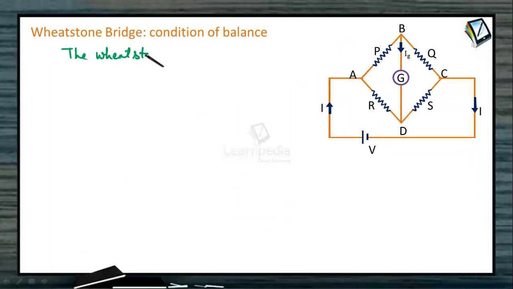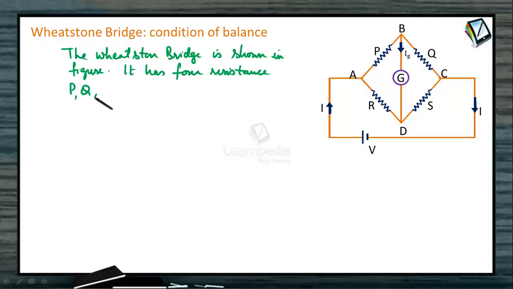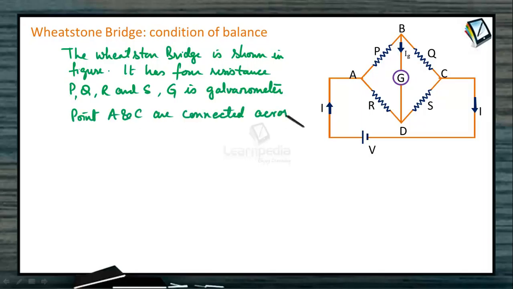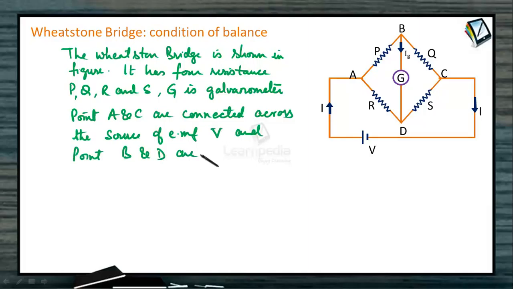The Wheatstone Bridge is shown in the figure. It has four resistances P, Q, R and S. G is galvanometer. Points A and C are connected across the source of EMF V, and points B and D are connected with the galvanometer with resistance G as shown in this figure.